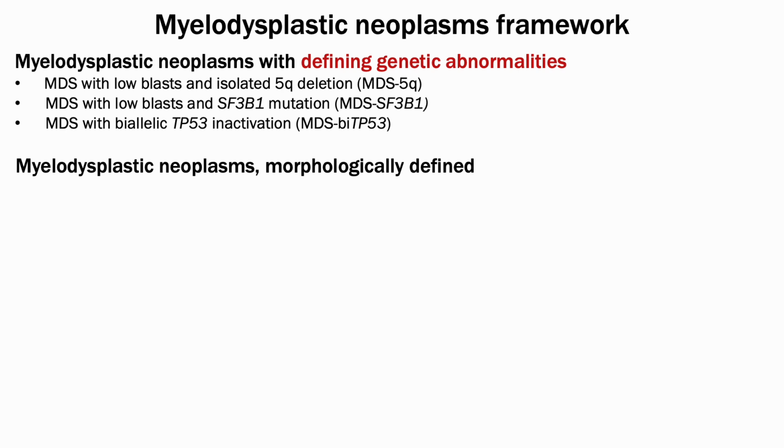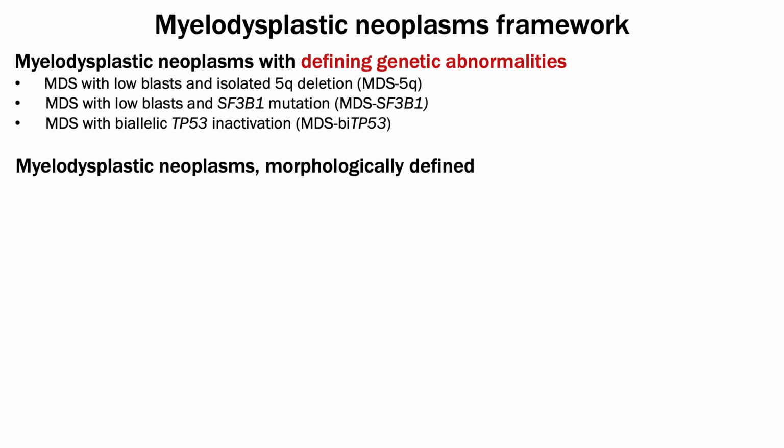With myelodysplastic neoplasms, the WHO 5th edition designates a framework where a few genetic abnormalities are set aside, but with a lot of fine print. Outside of these few genetic abnormalities, it becomes MDS morphologically defined. MDS with low blasts and isolated 5q deletion is associated with favorable prognosis and possible response to lenalidomide. But this category excludes cases with more than one additional karyotypic abnormality, cases with monosomy 7 or 7q deletion, and cases with biallelic TP53 inactivation.